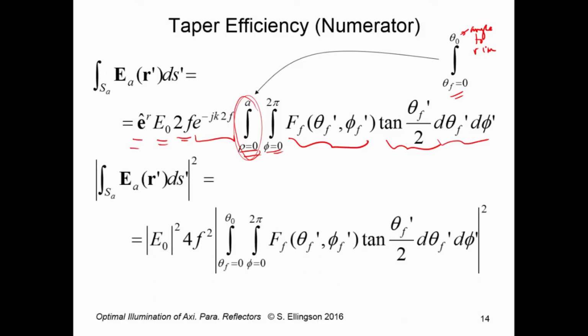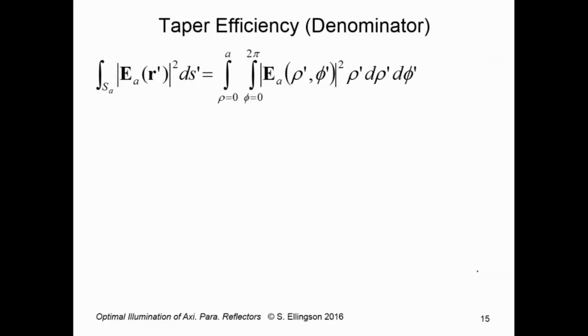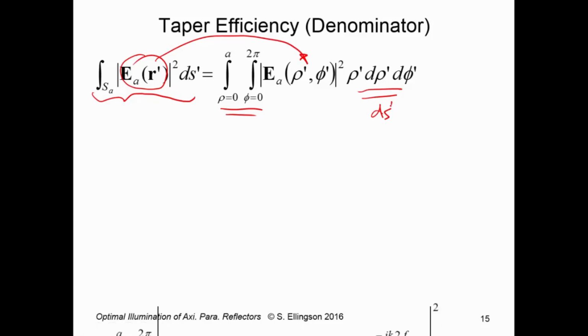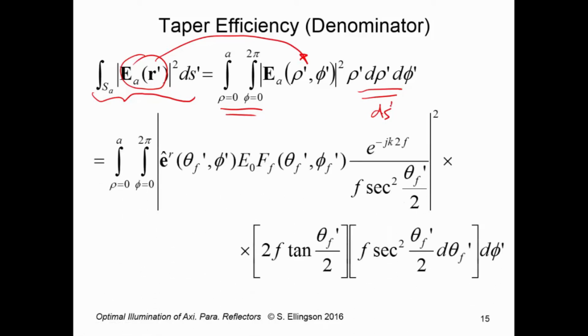We'll take the magnitude squared of that to get the expression in the numerator that we want. So we get magnitude E naught squared 4f squared, and then this whole quantity here. Now the denominator. The denominator of the taper efficiency expression is this. We've already worked out a reasonable way to represent this, so we'll simply make that substitution. Same variables of integration, same thing here, ds prime. We're integrating over the aperture. We make that substitution, it looks like this.